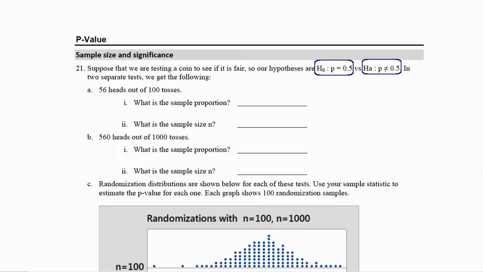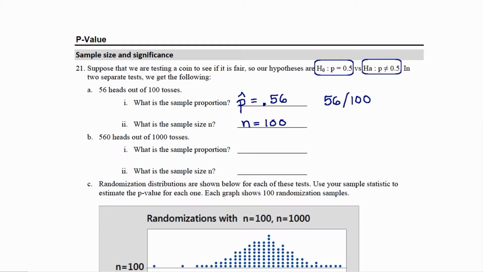Now in our first sample, we get 56 heads out of 100 tosses. So that's 56 out of 100. This is a sample proportion, so we'll call it p hat. And that comes out to 0.56. This is with a sample size of n equals 100.